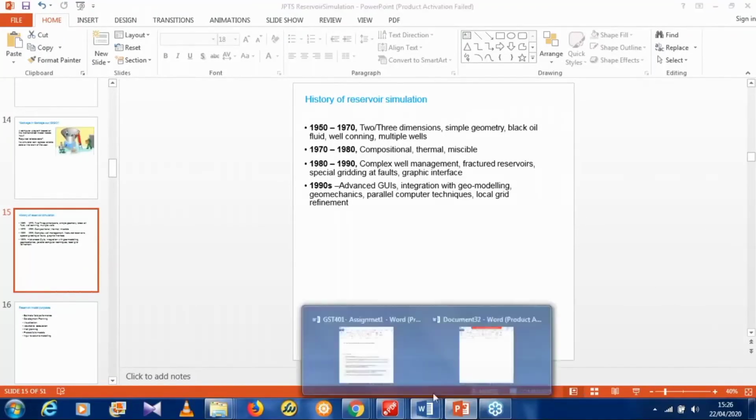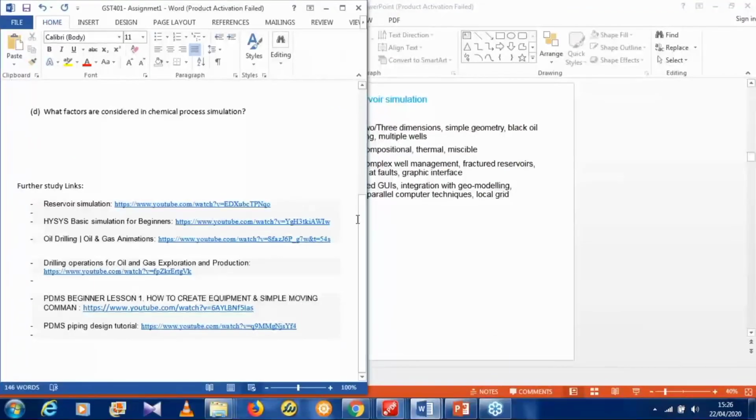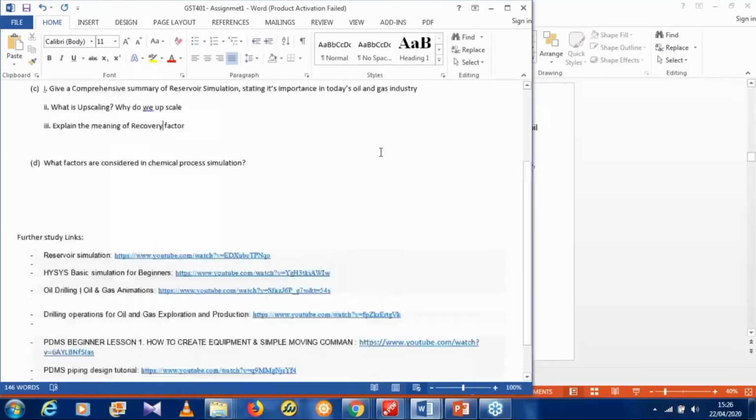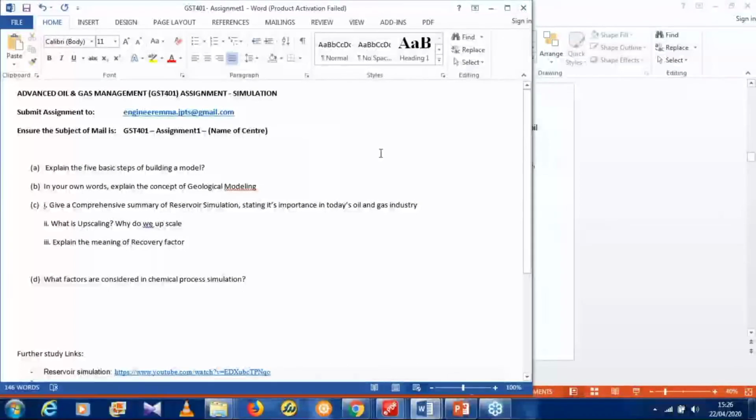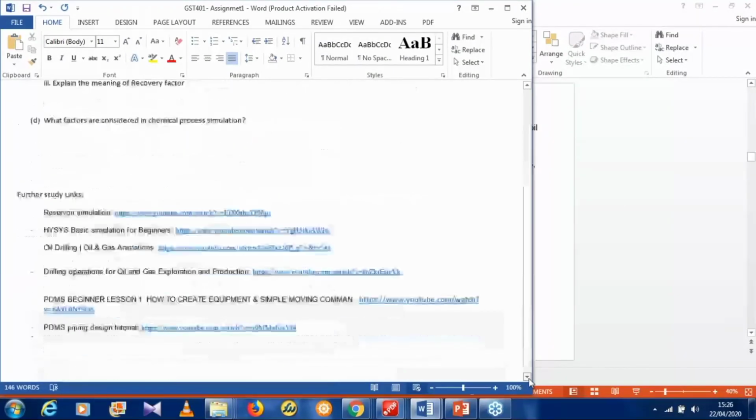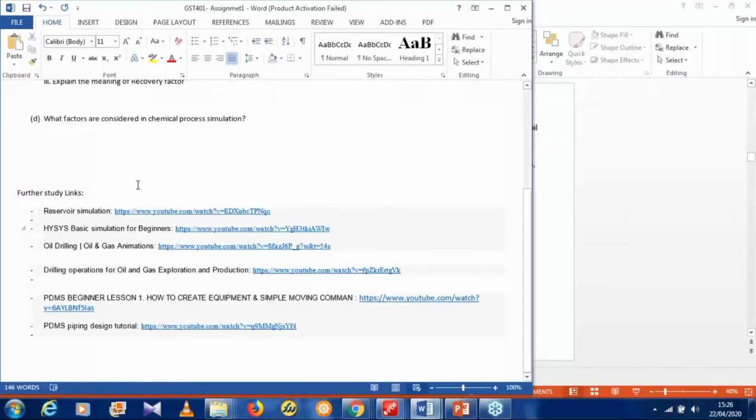Quickly, I just want to share this again, the assignment, so you can see it. I believe you can see this now. Take a snapshot of the assignment and also some study links for reservoir simulation, some things you can watch. I've not seen the handout.